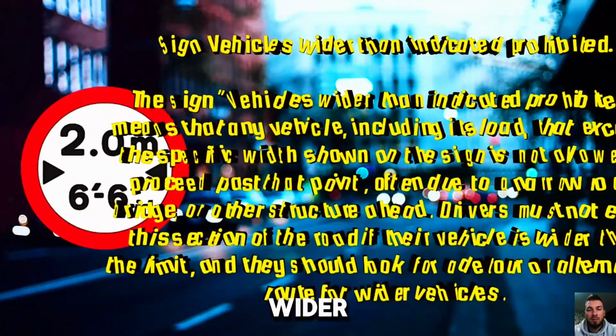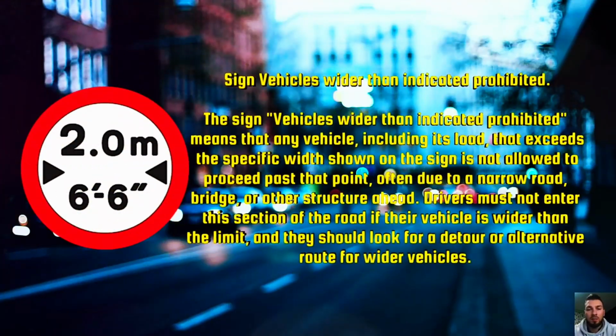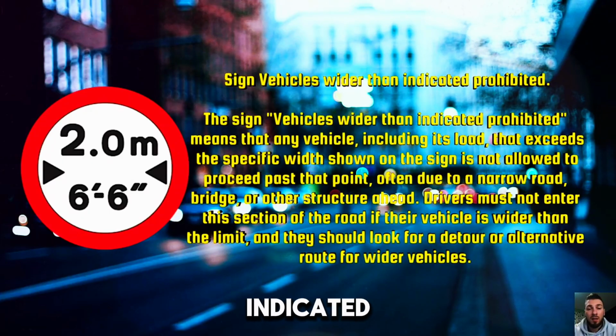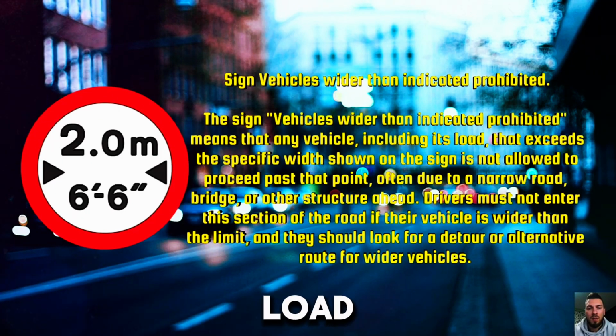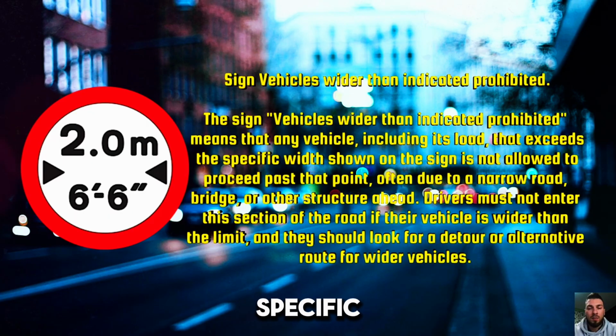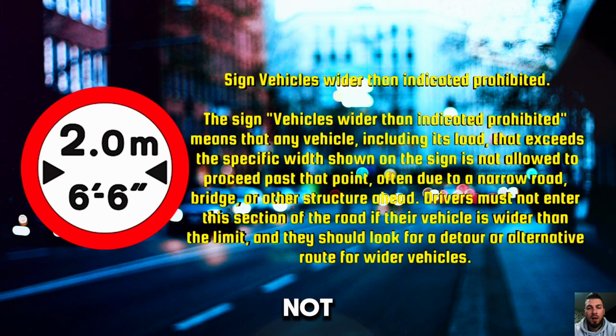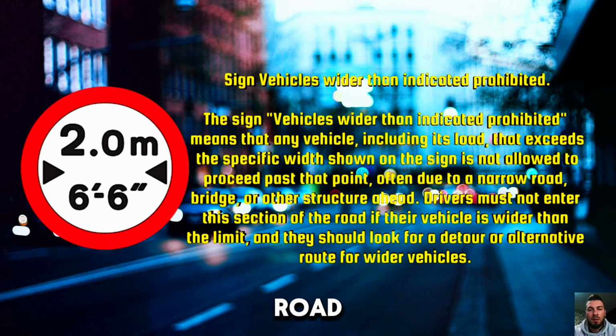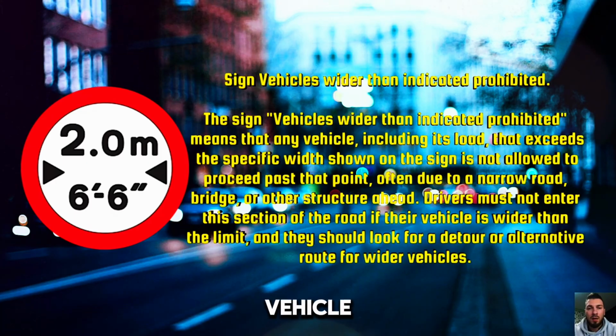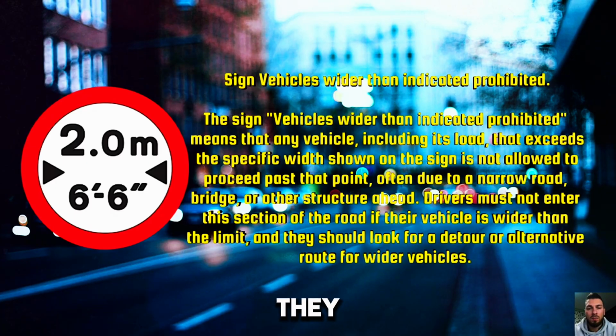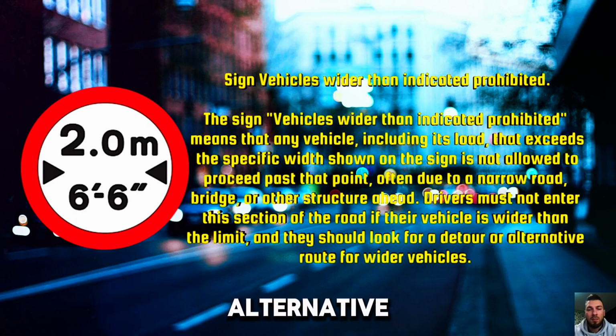Sign: vehicles wider than indicated prohibited. The vehicles wider than indicated prohibited sign means that any vehicle, including its load, that exceeds the specific width shown on the sign is not allowed to proceed past that point, often due to a narrow road, bridge, or other structure ahead. Drivers must not enter this section of the road if their vehicle is wider than the limit, and they should look for a detour or alternative route for wider vehicles.